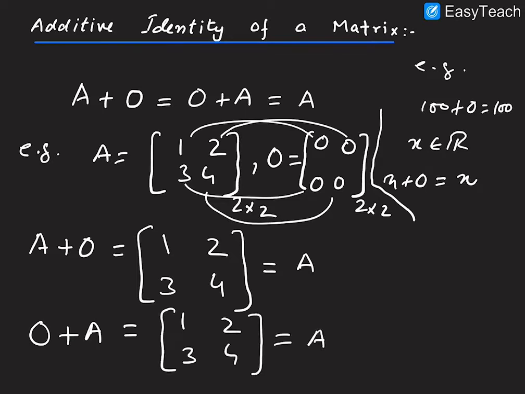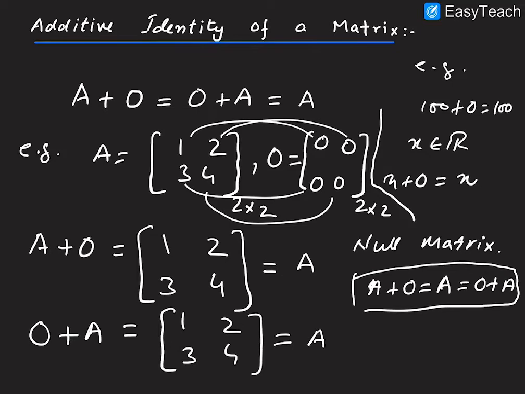So what is the additive identity of a matrix? O, the null matrix. The null matrix is the additive identity of any matrix. So you can write A plus O equals A, or O plus A is also equal to A. So this is called the additive identity.